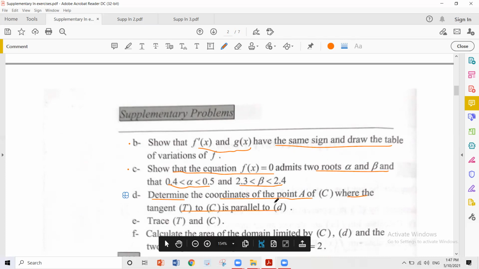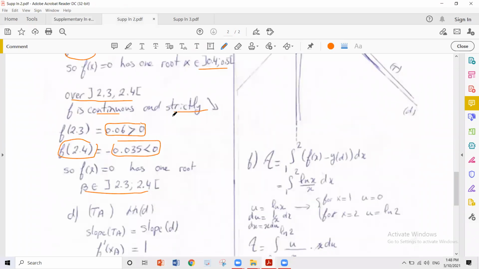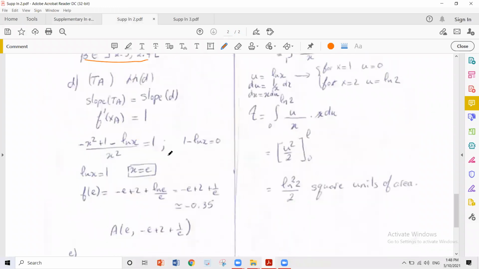What is the step? In which case the slope of the lines are equal. What is the slope of the tangent? F prime x. F prime x of A equals to.